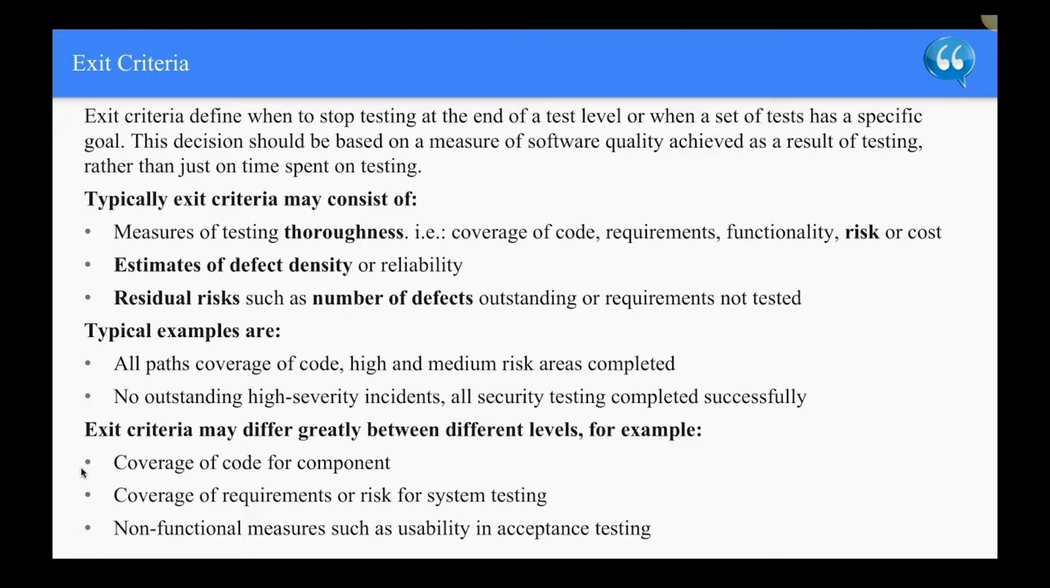Typical examples might be all paths covered of code, high and medium risk areas completed, no outstanding high severity incidents, all security testing completed successfully. Exit criteria may differ greatly between different levels. For example, coverage of code for component testing, coverage of requirements or risk for system testing, non-functional measures such as usability in acceptance testing.